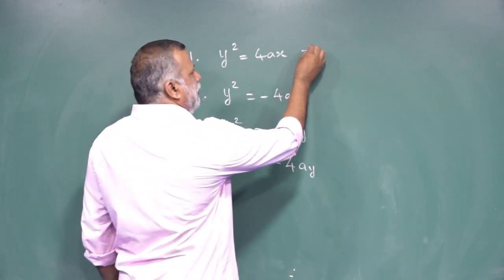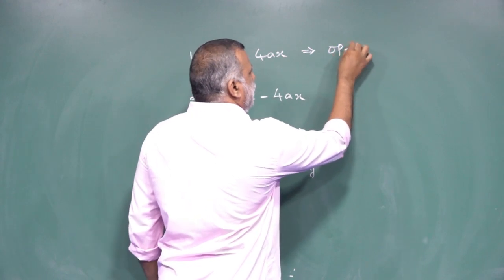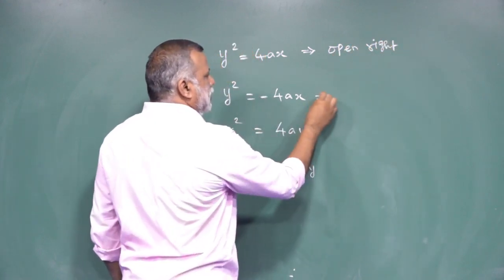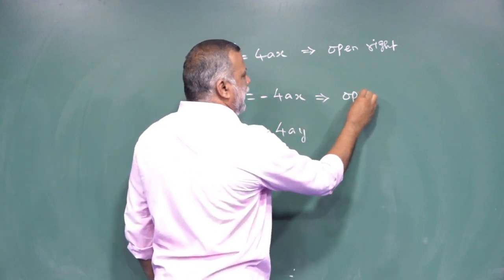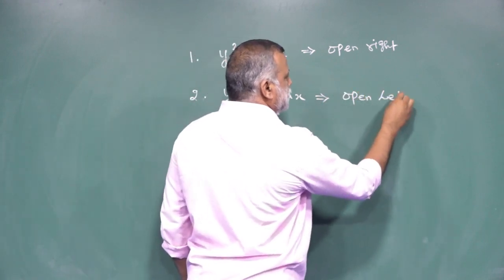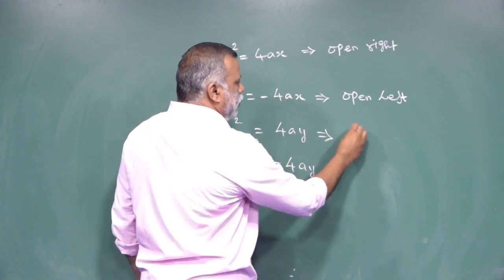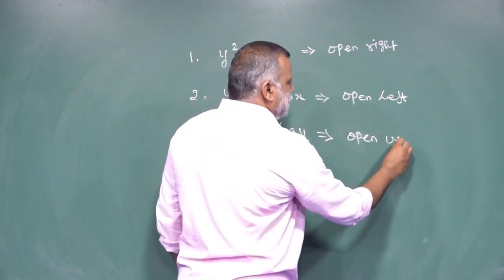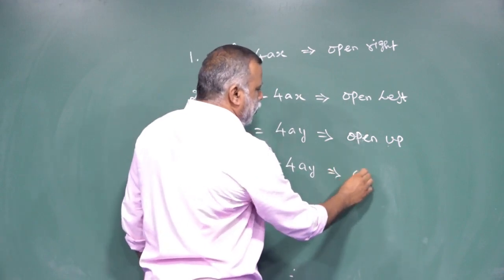The number 1 is called open right. Number 2, open left. Number 3, open upward. Number 4, open downward.